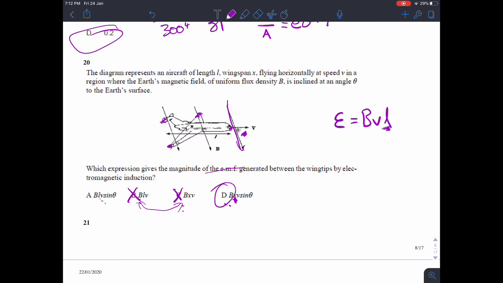Question 20 is D. This was part 2 of the second IB multiple choice paper that I've been going through.